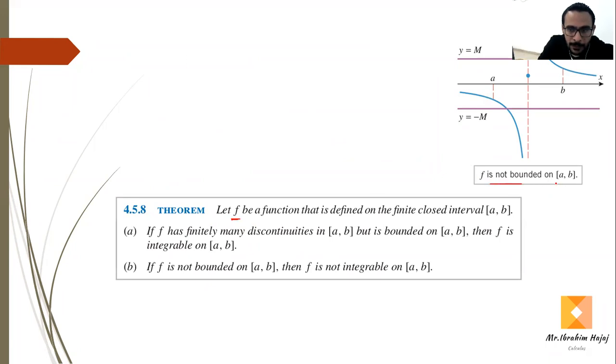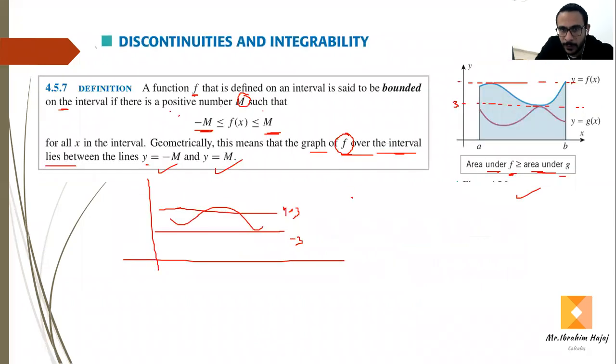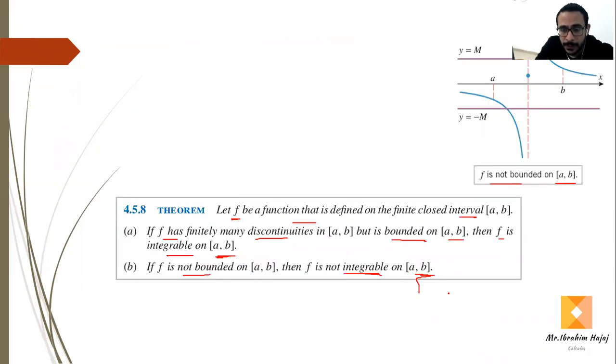If f is not bounded on a and b, or if f has infinitely many discontinuities but is bounded on the closed interval, then f is integrable on a and b. But if f is not bounded, then f is not integrable on a and b. This is the relation between discontinuity and integrable functions. So there are many discontinuities, but maybe it's bounded, so it's integrable.